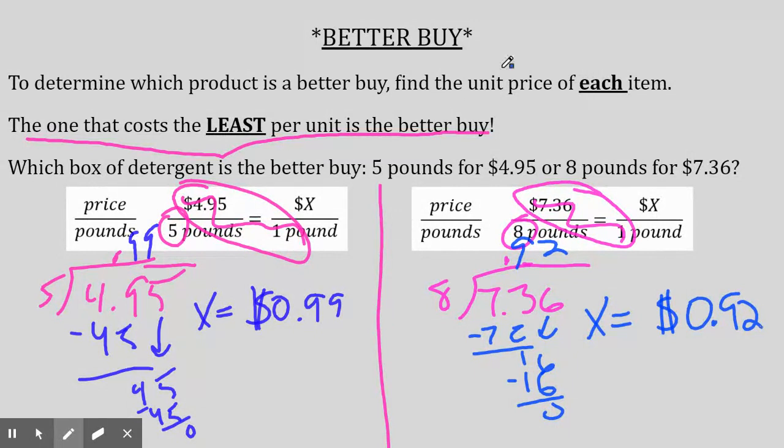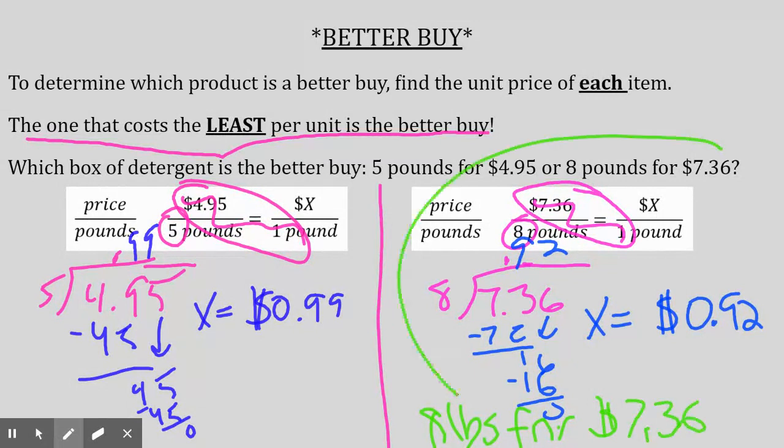So we would say the better buy is going to be the 8 pounds for $7.36. Okay, we like this deal better in the math world. So once again, if you do not have this all written down, please pause the video.